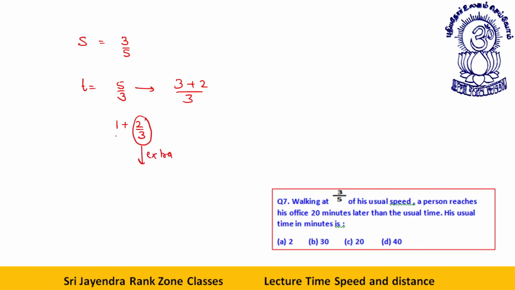What is this extra time? And this is the usual time. So this 2 by 3 extra time is what? Office 20 minutes later than the usual time. This 2 by 3 is 20 minutes. So if 2 by 3 t corresponds to 20 minutes, then 1 by 3 t will be 10. So t will be 30. His usual time is 30 minutes. I will do these sort of questions now by this method only.